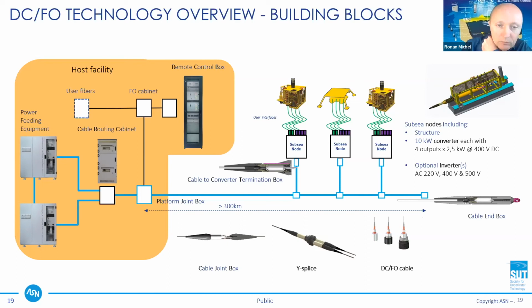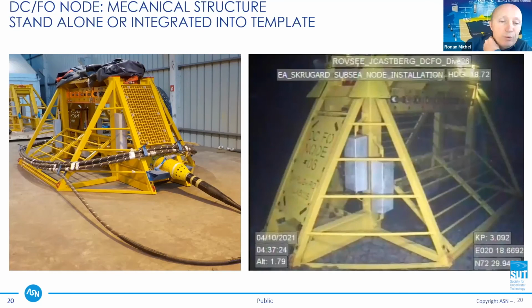Now, if we look at what has been done yet, this is a Johan Castberg node. So the Johan Castberg backbone is in the water. That is the steel structure of the frame on which we have a DCFO node converter, so DC-DC converter. High voltage is on the cable here. And that is the node in the water, just to prove it's in the water somewhere in the Barents. So this has been laid last year.